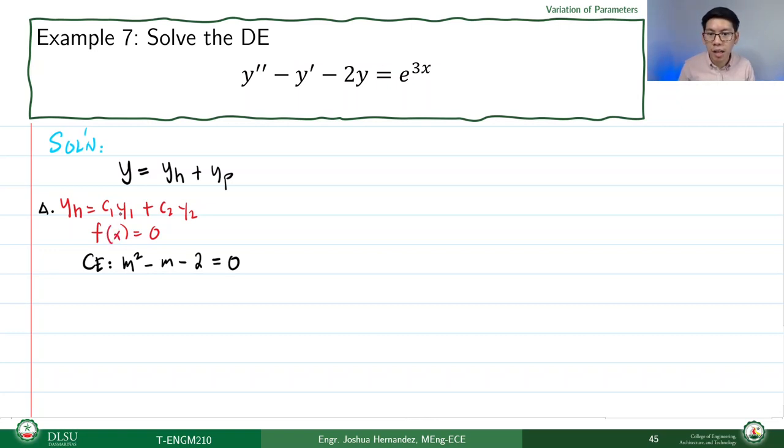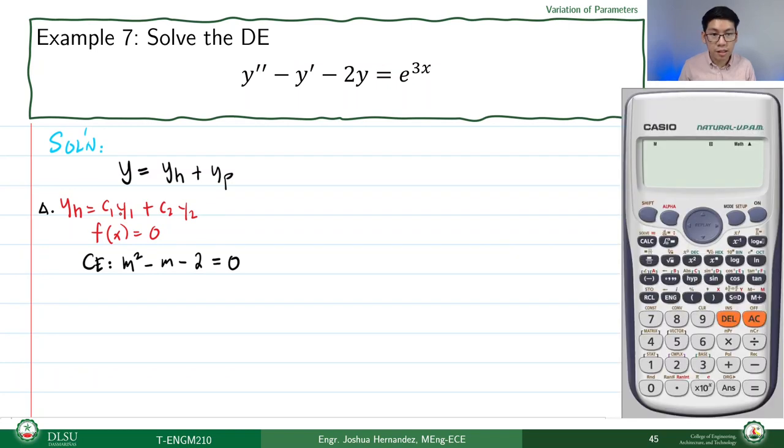Yes, we bring out our beloved calculators and go to mode 5 and then 3, and then plug in yung ating constant coefficients 1, negative 1, negative 2. And boom, we have 2 and negative 1 as our roots. So meron tayong m equals set of 2 and negative 1 na roots. Now this 2 and negative 1 here are obviously real and distinct. No? So 2 and negative 1.